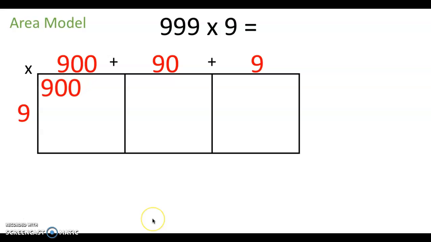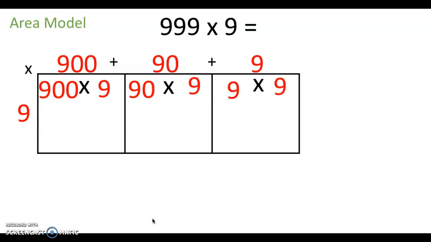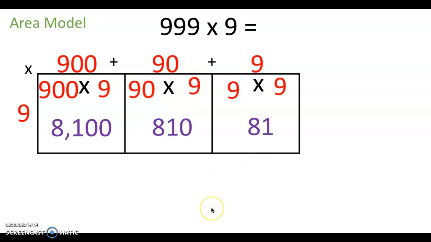Then we'll take our numbers down and over because we know the area is length times width. Then we're going to multiply our numbers. 9 times 9 is 81, and then we need to add on 2 zeros to move it up 2 place values. 9 times 9 is 81, but this time we're only going to add 1 zero. And 9 times 9 is just 81.